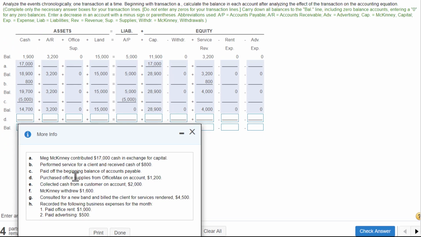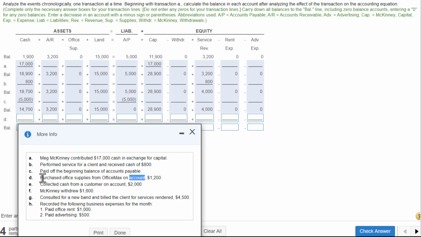Transaction D, purchased office supplies from Office Max on account. So what does this "on account" mean? Does that mean we're paying for it now? No. It means we promise to pay later. So we're buying office supplies and we promise to pay later.